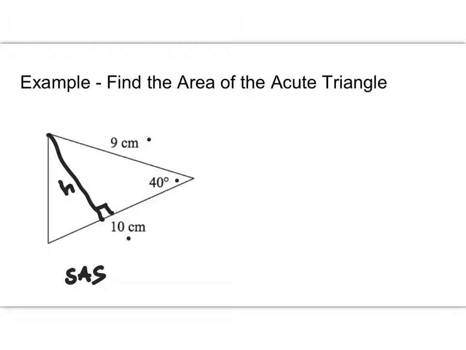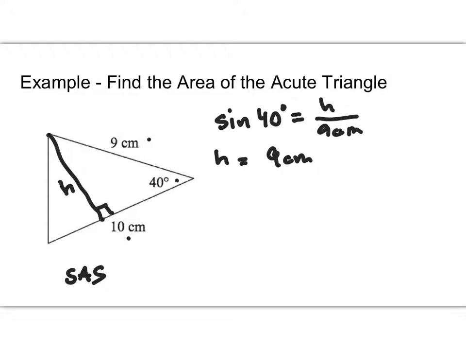And now I can use the sine ratio. I have the angle, the sine of 40 is equal to the opposite side, my height, divided by 9 centimeters. That means that my height equals 9 centimeters times the sine of 40, right? I'm just multiplying both sides of the equation by 9 centimeters to cancel out the 9 over here.